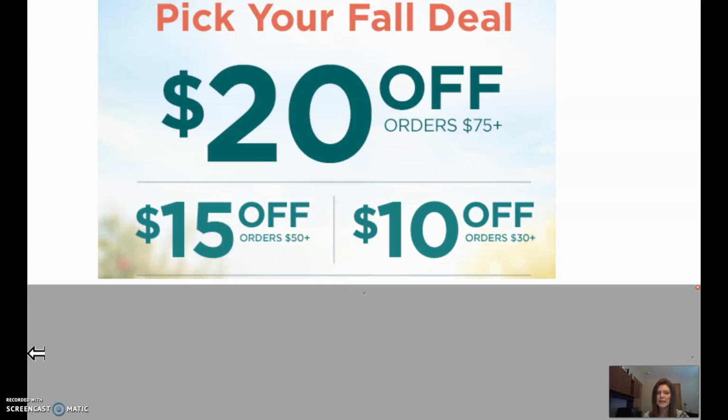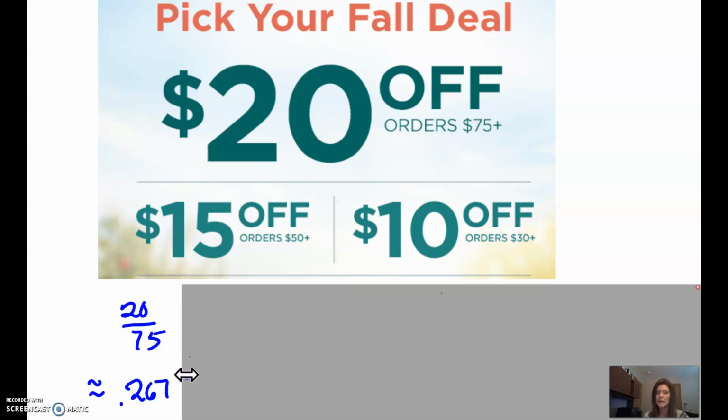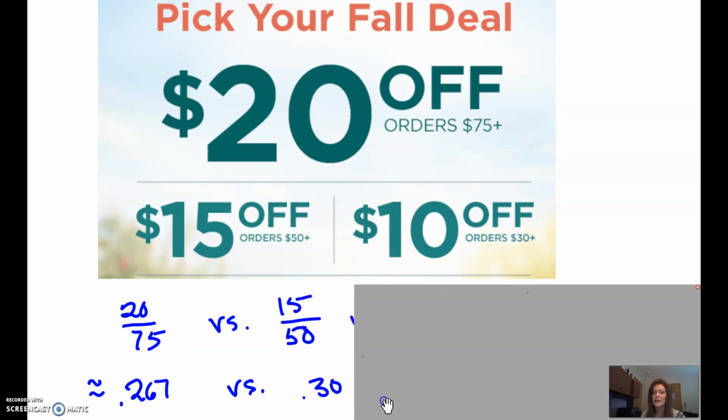So what I said is I'm going to set up 3 little problems. So 20 out of 75. So $20 off of 75 is approximately 0.267. So if I put it in percent notation, it'd be 26.7%. Not a bad deal. But the next one says 15 out of $50. Well, when I put that in my calculator, I got 0.30. That's 30% off. That's actually a better deal.